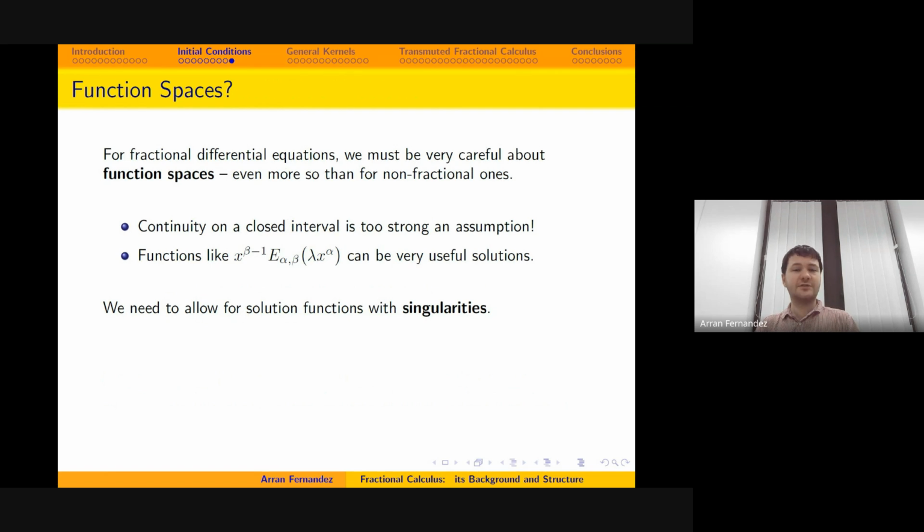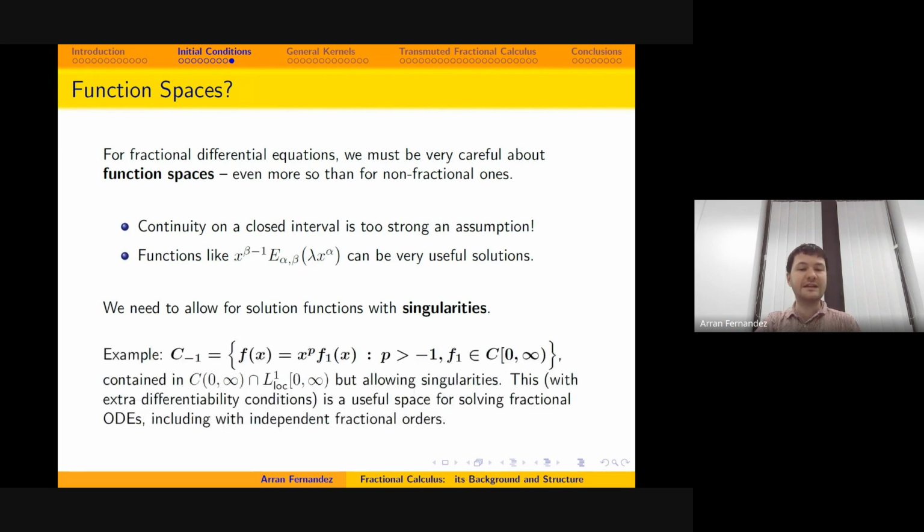So function spaces are very important. Functions like this, where E is a Mittag-Leffler function, that is an analytic function. But when you multiply it by this fractional power, if beta is between 0 and 1, you have a singularity, and that's something you often need. We need to allow for singularities. So this is a nice function space that is often used in fractional differential equations.